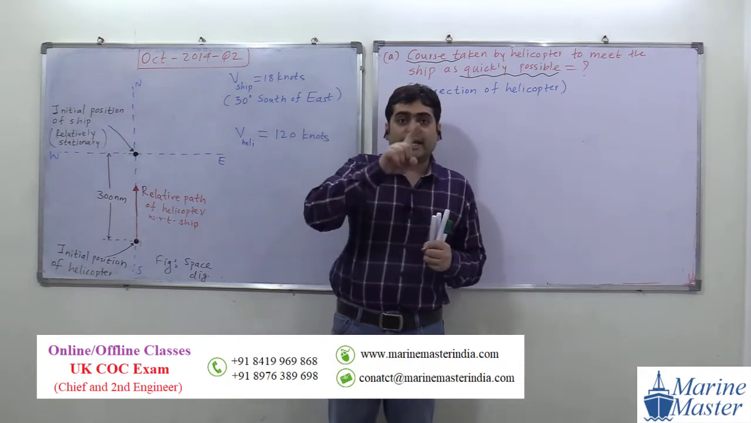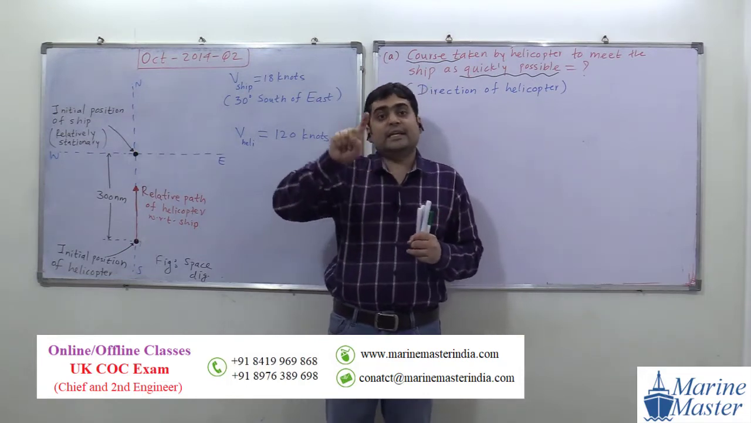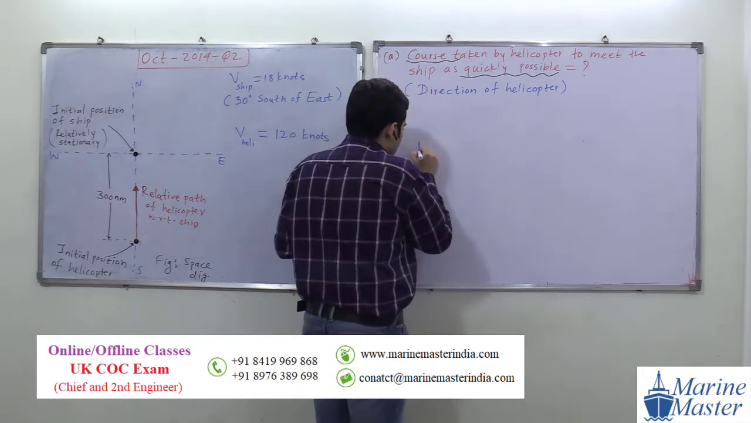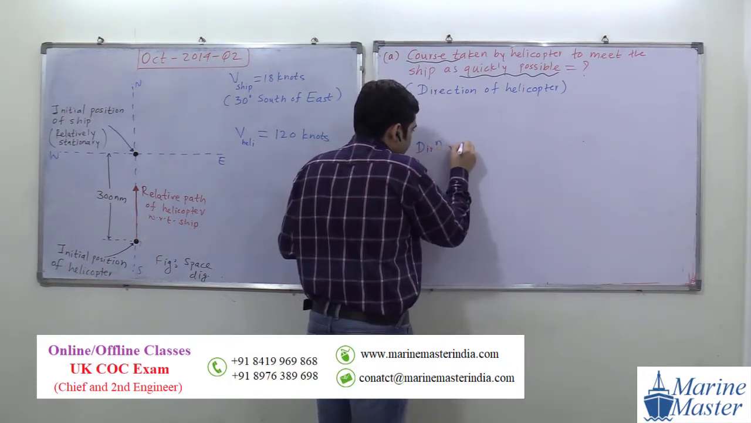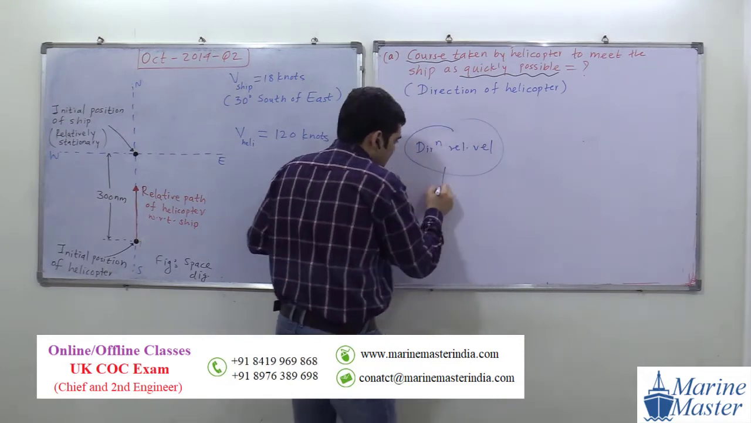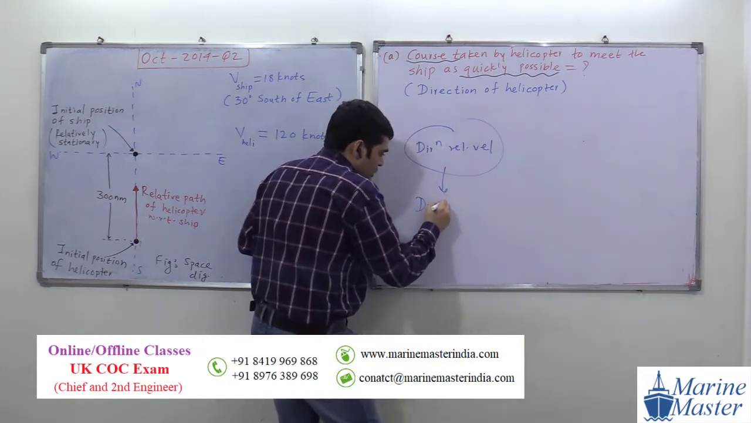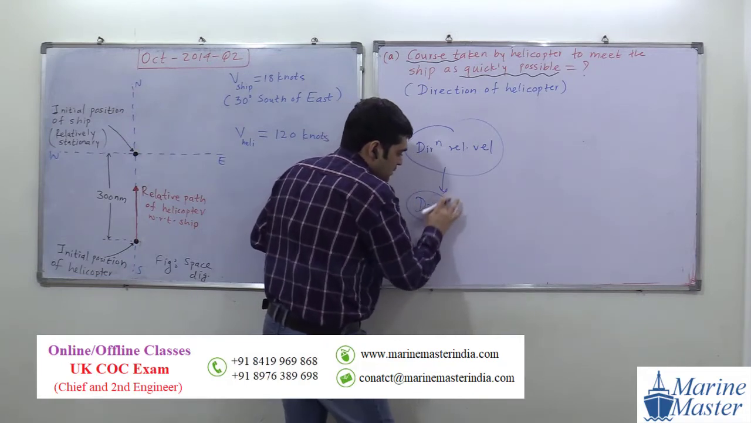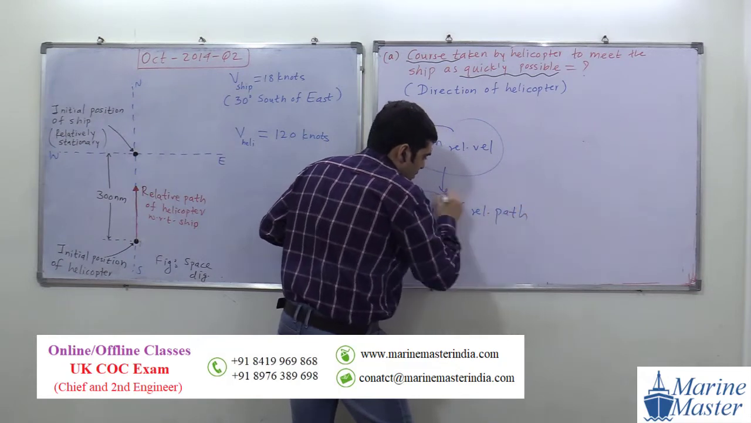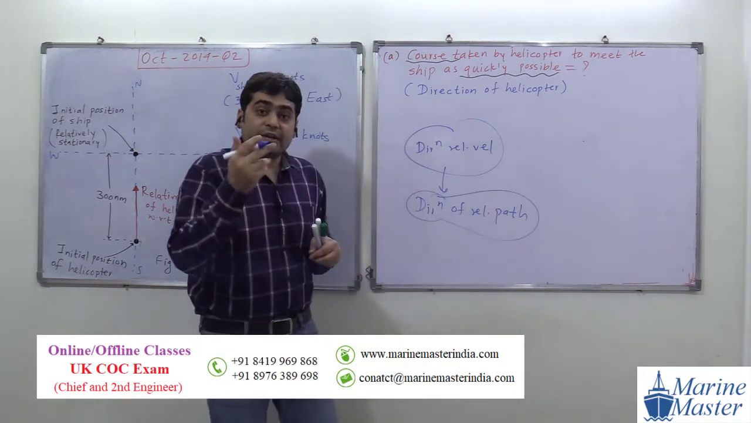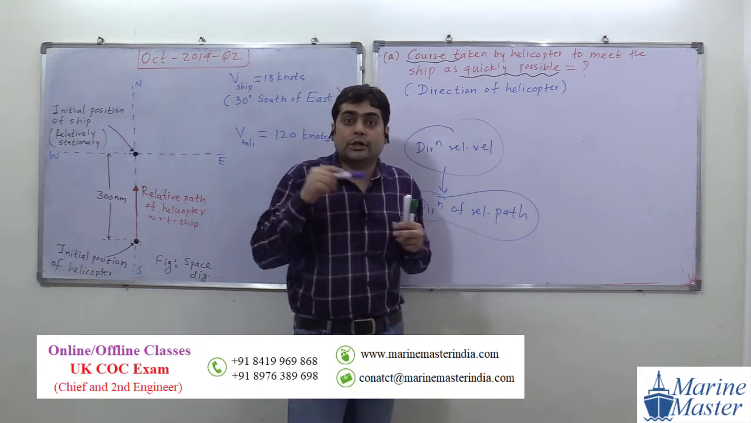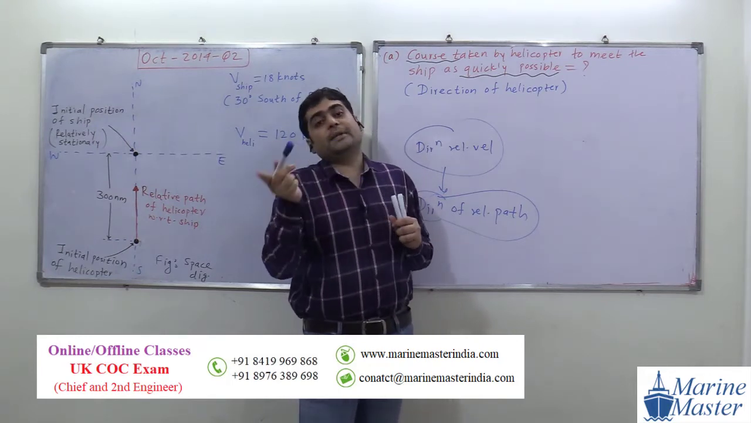In the last two questions, whatever the direction of relative velocity, it must be the same as the direction of what? The direction of the relative path. Or we can say the reverse is also true: whatever the direction of the relative path, the same will be the direction of relative velocity.